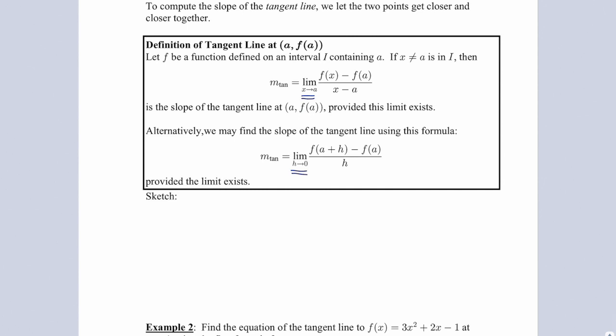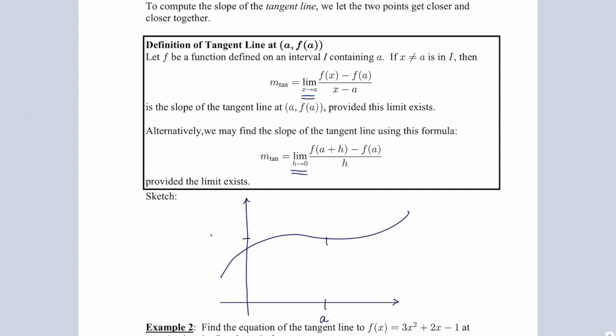Either x approaching a, to say the two points are getting closer together, or h approaching 0, also indicating the two points getting closer and closer together. So again, I'll just make that little sketch. And it doesn't matter what our function looks like, doesn't matter where a is.